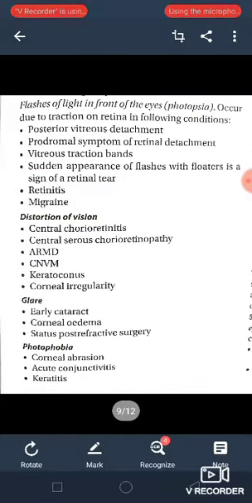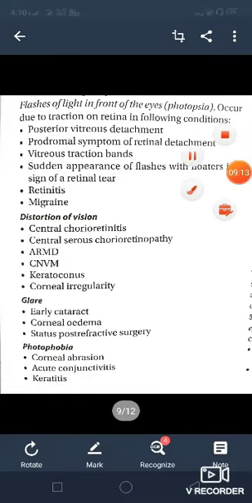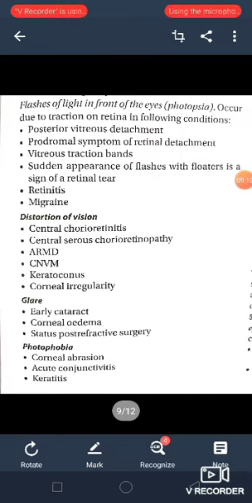The flashes of light in front of the eyes, photopsia, occur due to traction on retina in the following conditions like posterior vitreous detachment, prodromal symptom of retinal detachment, vitreous traction bands. Sudden appearance of flashes with floaters is a sign of a retinal tear, retinitis, migraine.